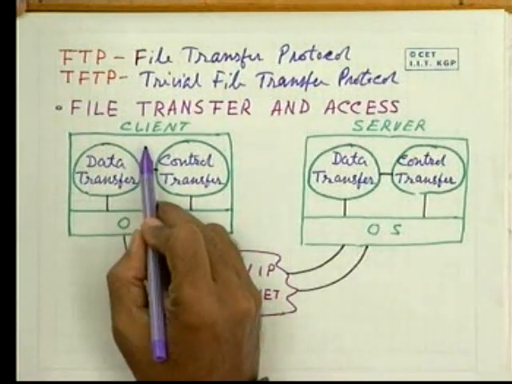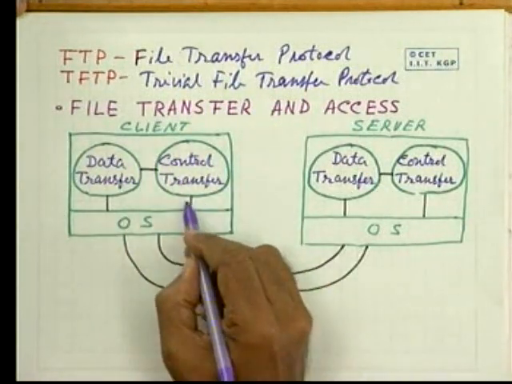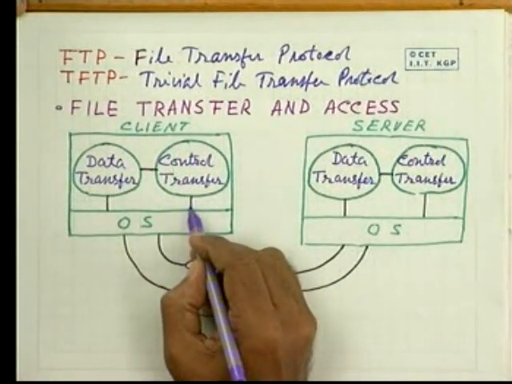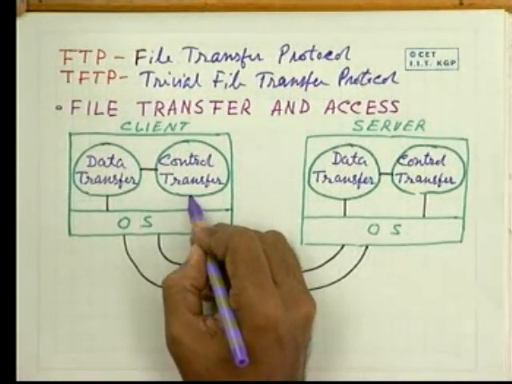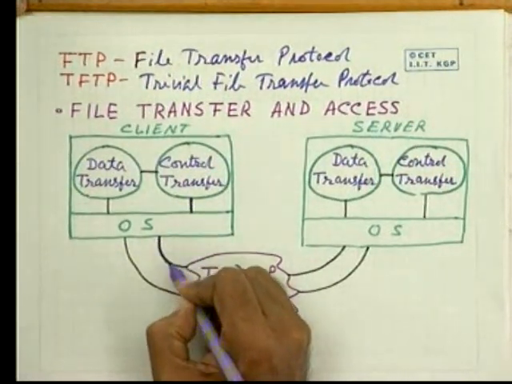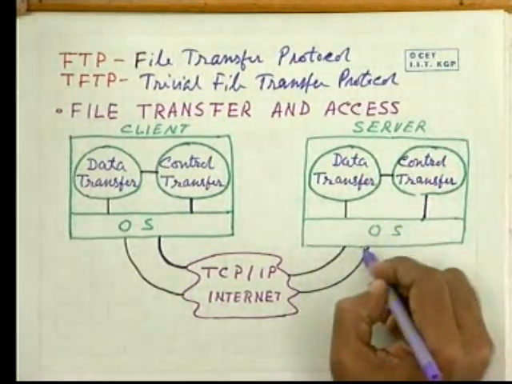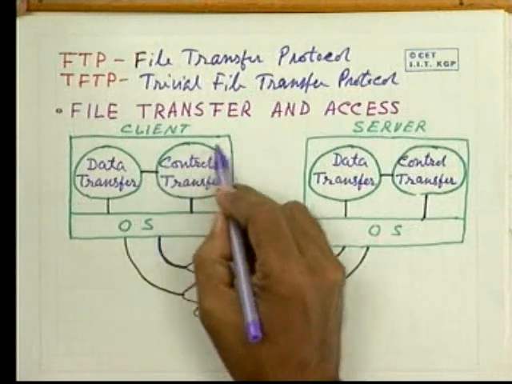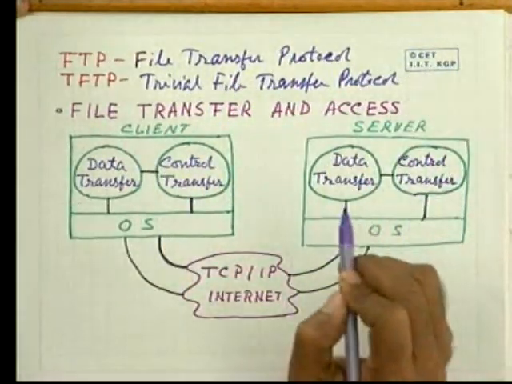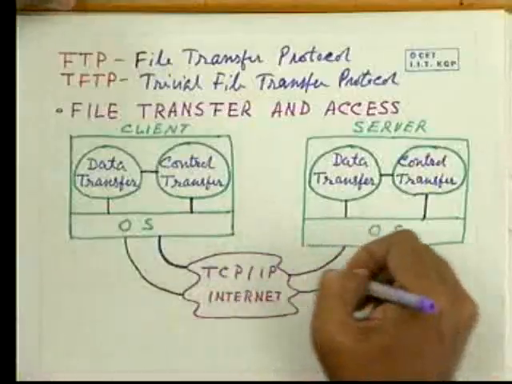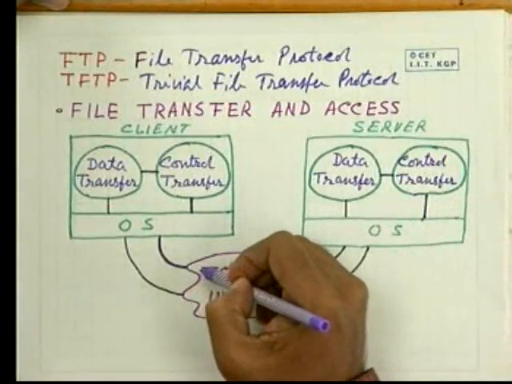With the help of the control transfer, you can set up a link. This is the client path for the control transfer, and this is the server path for the control transfer. So, using this control transfer process, a TCP/IP link is set up. As you know, it is a connection oriented link, and the link is set up.